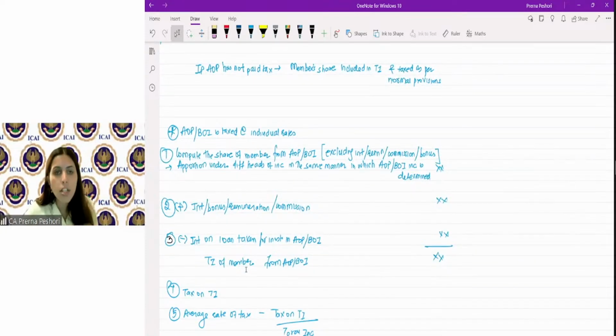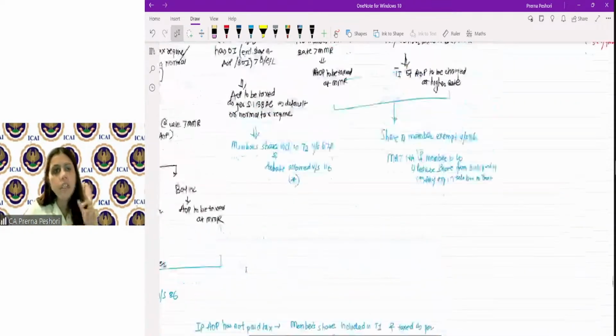Then tax on the total income, you will find out the average rate of tax and that you will apply on the share of the member to get the rebate under 110.